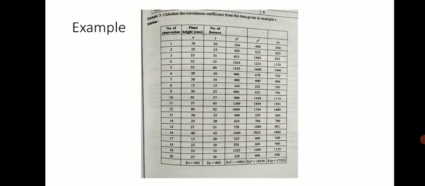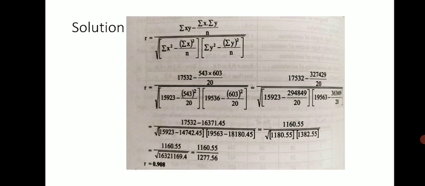Here the xy product is 17,532, then summation x into summation y is 543 into 603, upon the number of observations, which is 20. Similarly, x square is given here, that is 15,923, minus summation x square, which is also given. So you have to put all the values in this formula and solve. Again, this is a very simple problem.